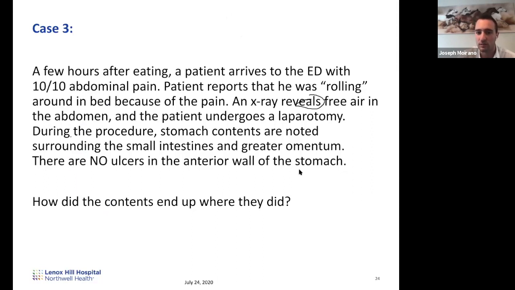During the procedure, stomach contents are noted surrounding the small intestines and greater omentum, but there's no ulcers in the anterior wall of the stomach. So pretty much the question here is, how did the contents end up where they did? And if anyone has any ideas here, they can write them in the chat, and then we'll go through it quick.